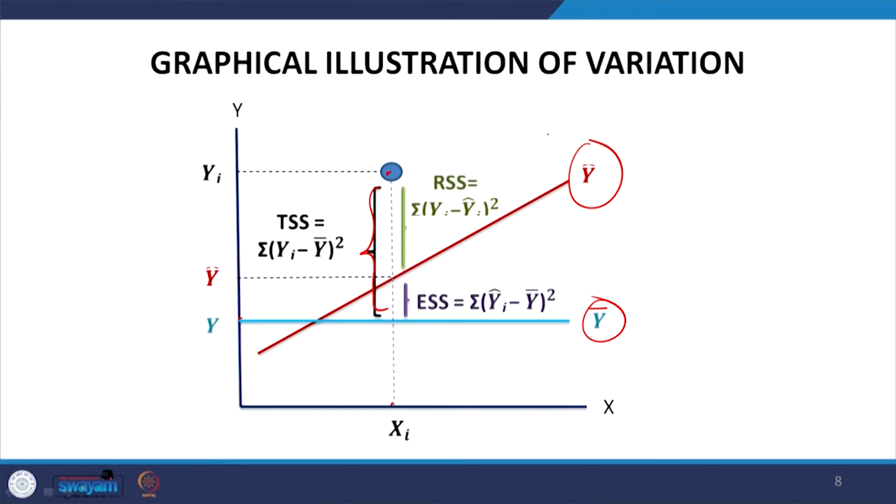Y hat is basically beta naught plus beta 1 xi, or beta naught hat plus beta 1 hat xi. Beta naught hat we have already explained a number of times. So, this is xi, and that is yi hat once I have estimated. Now we can have a point here. From this point, this is basically the estimated difference. Yi over the estimated value, that is called the residual sum of square.